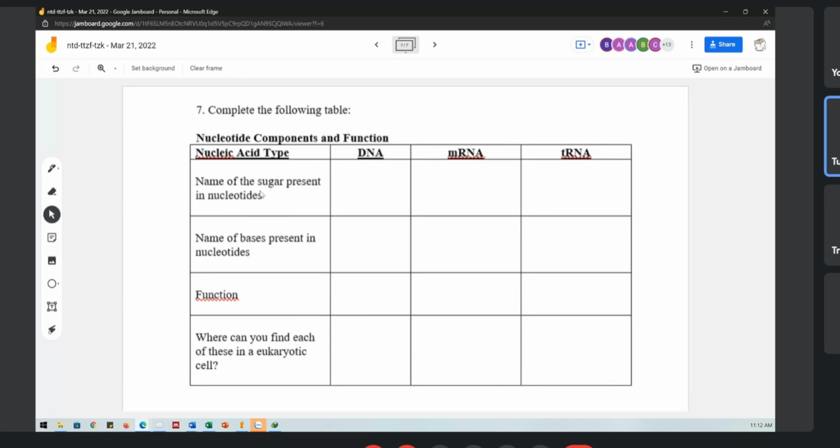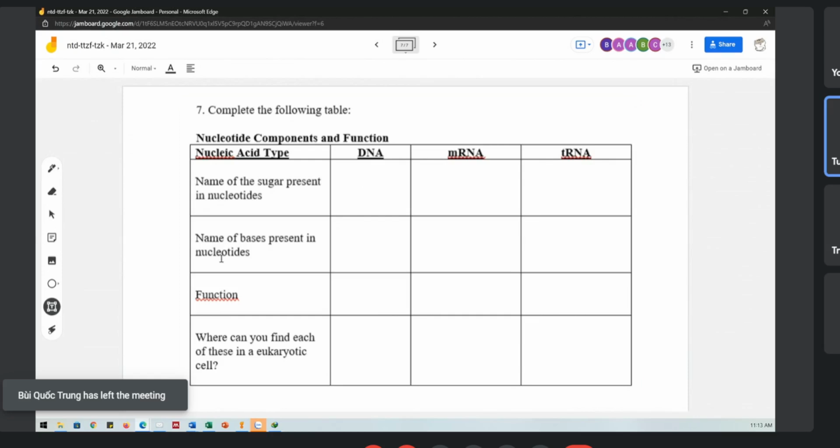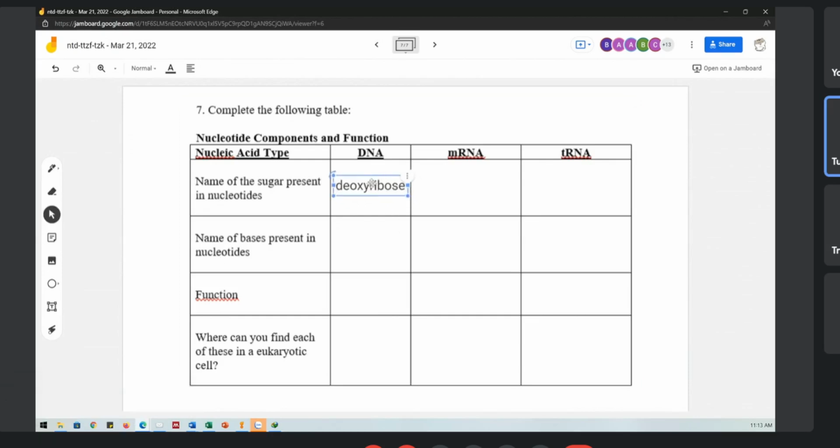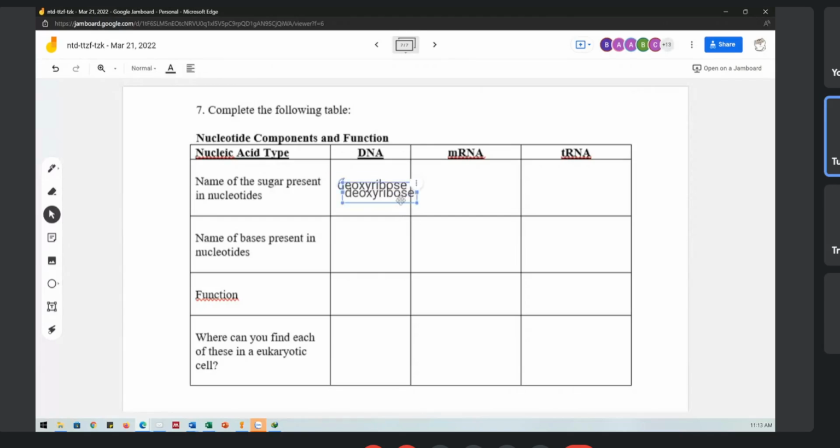So the name of the sugar. From DNA, that means deoxyribose nucleic acid, so of course we put it in here, deoxyribose. With both the mRNA and tRNA, because they are RNAs, the sugar here is ribose. Here we also have ribose as well.